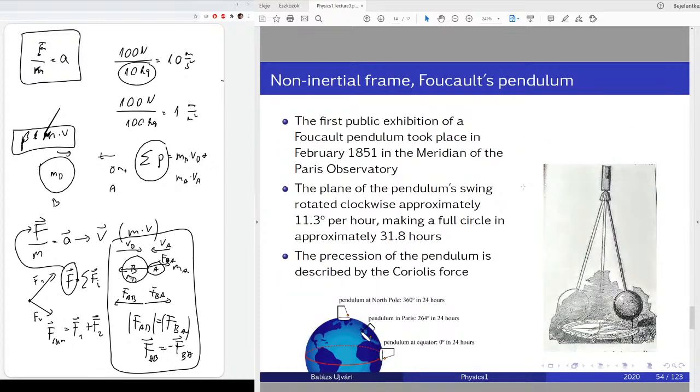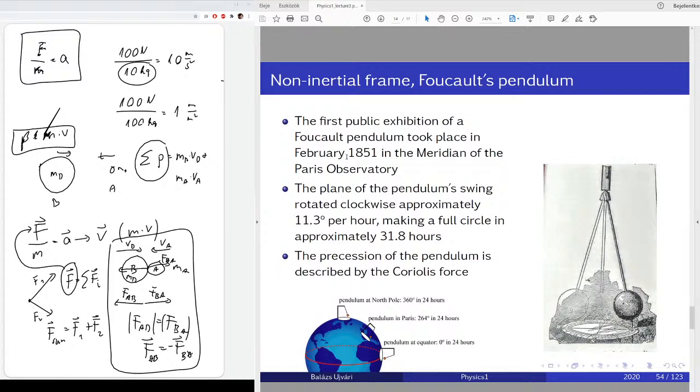The most attractive example for Coriolis forces is the Foucault pendulum. Perhaps you learned about it. If not, please Google it. More than 150 years ago, it was shown that the Coriolis force is something you can see, even though you can't feel it in daily motions.